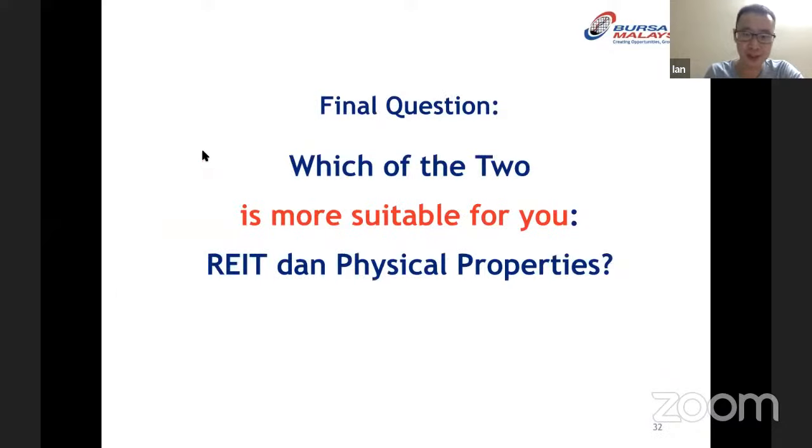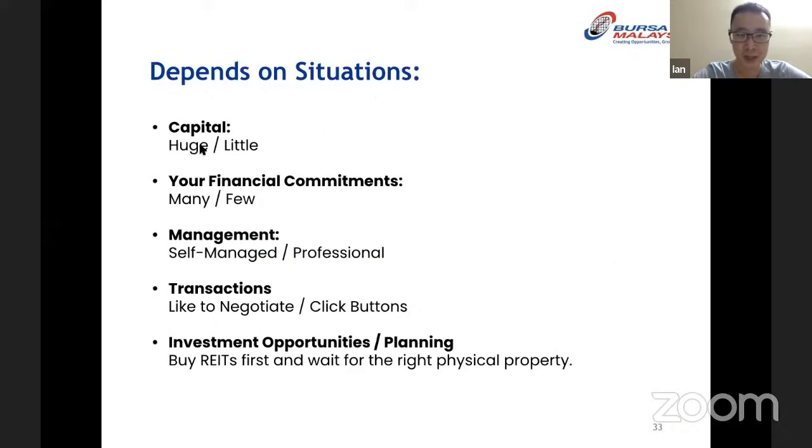So now the question is this. All right, now I'm coming to the end of my presentation. The final question is this: which of the two investments will be more suitable for you? Is it REITs or is it physical properties? Let's take a look. I would say that it all depends on your situation.